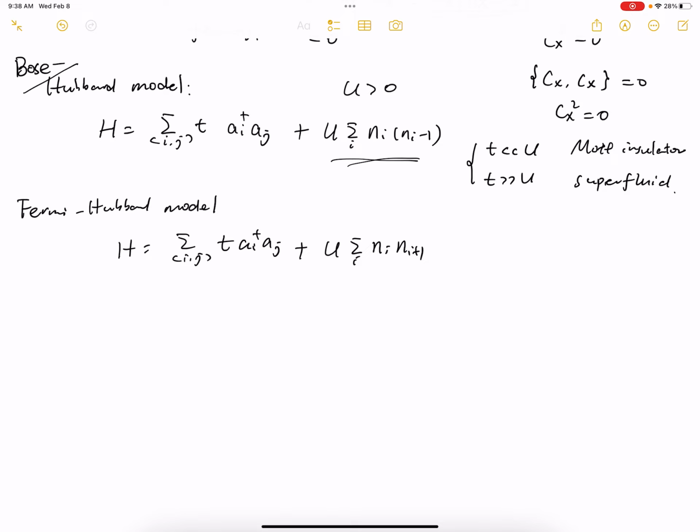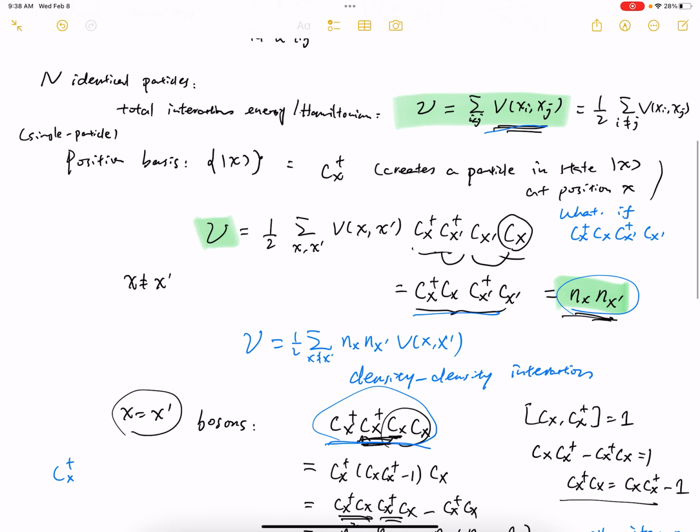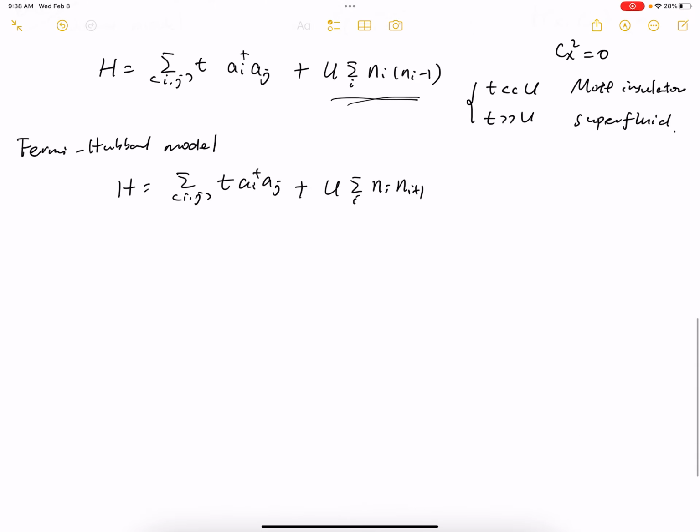Okay, so now we can talk about a more general case. Previously we just talked about the position basis. So what about an arbitrary basis? We can use an arbitrary basis. We can still just use this phi L here for the single particle. And then how do we actually represent this potential energy here?